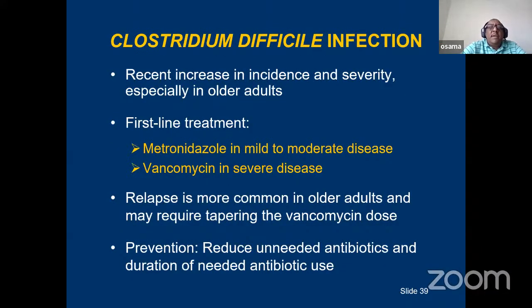Clostridium difficile: a recent increase in incidence and severity, especially in older adults. First line treatment, metronidazole in mild to moderate disease, vancomycin in severe disease. Relapse is more common in older adults and may require tapering the vancomycin dose. Prevention: reduce unneeded antibiotic and duration of needed antibiotic use.